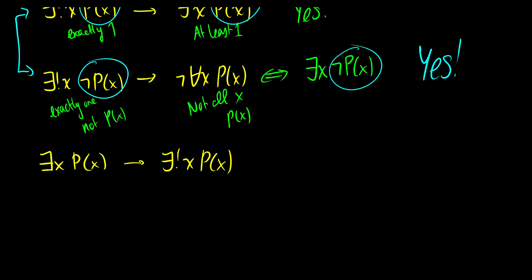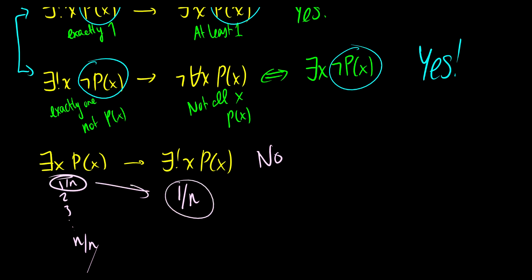There exists an x, p of x implies that there exists a unique x, p of x. Well, no, this one's going to be false. So this one's not always going to be true. So I should say no, it's not always true, because there could be 1, 2, 3, all the way up to n out of n. So it could be 1 out of n all the way up to n out of n. And this says that there's exactly one x out of however many we have. So it's not always going to be true. Sometimes it'll be true, because sometimes exists an x will be exactly one case, in which case this will hold. But there's all these other possibilities that makes this not always true.